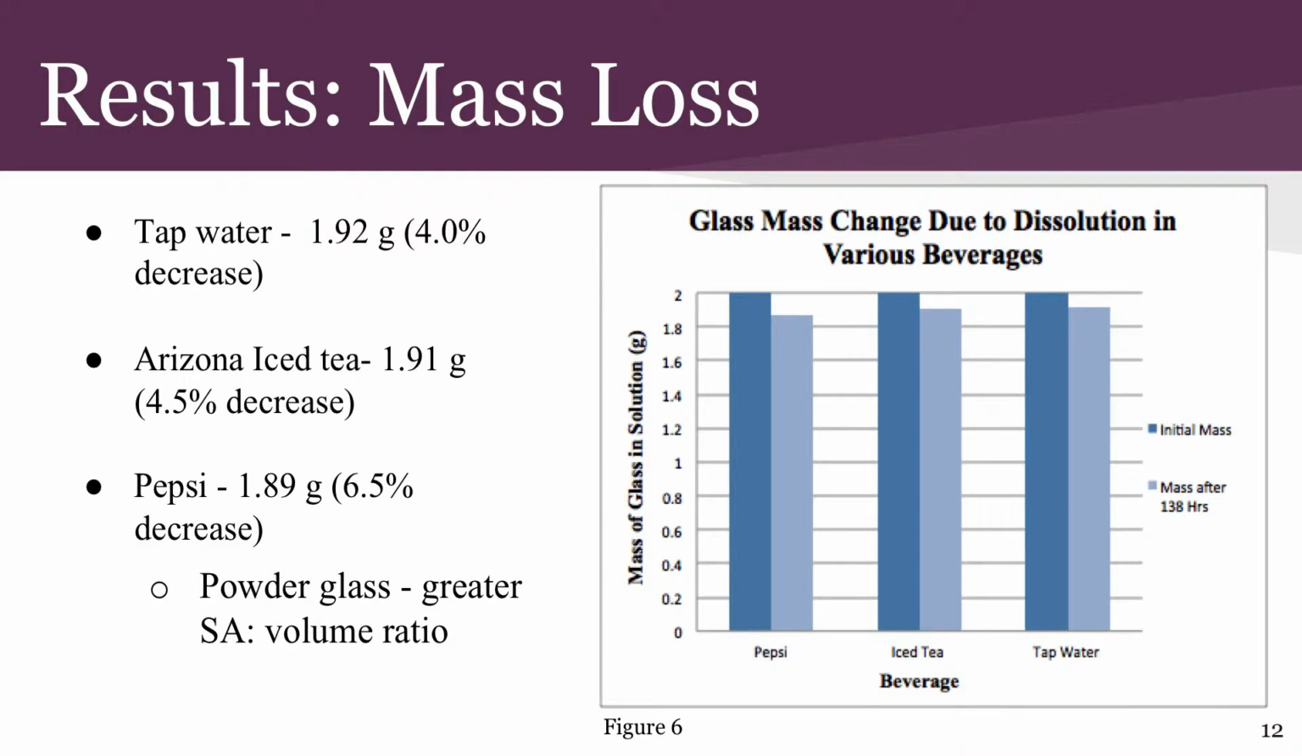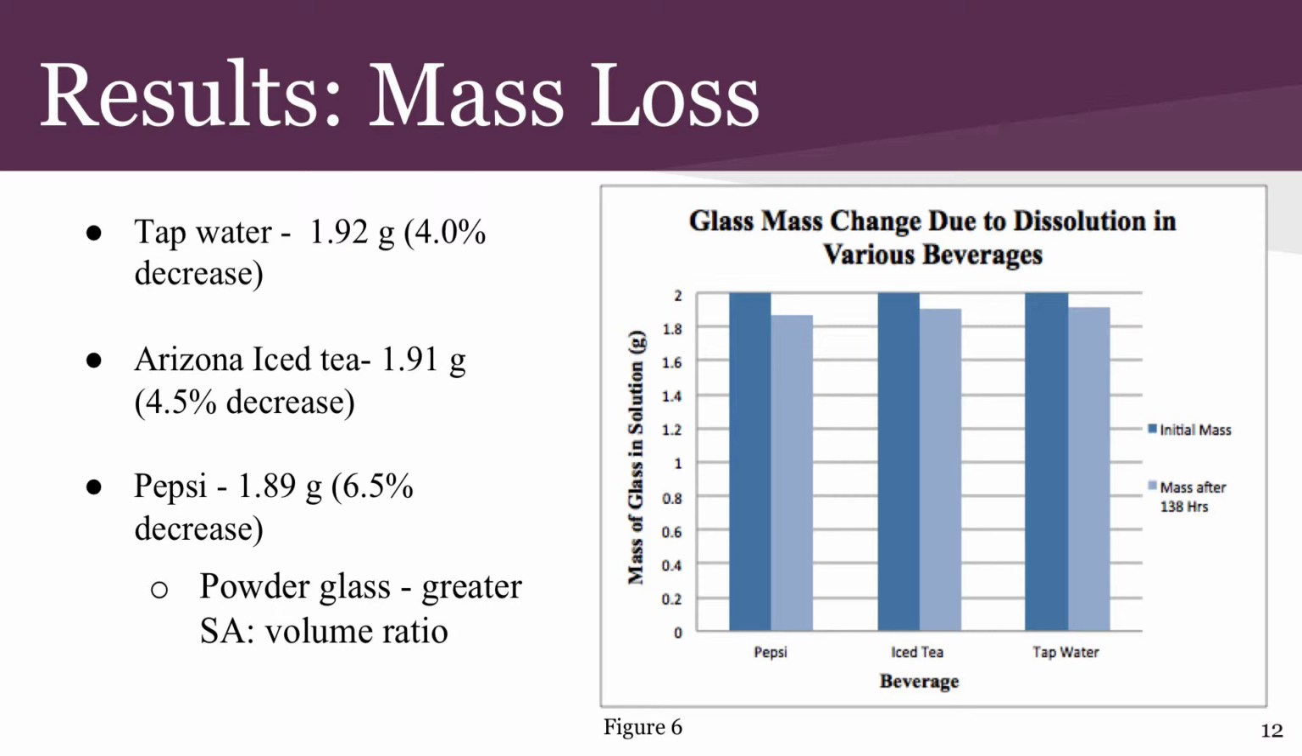As Shining stated, we poured 2 grams of glass into our 3 beverages. After 138 hours, we measured how much of that glass was left. It was found that in tap water, the least amount of glass dissolved into the beverage, with only a 4% decrease in glass mass. Next came Arizona iced tea with a 4.5% decrease in glass mass. The most glass dissolved in the Pepsi with a 6.5% decrease in glass mass. Because these are all below 10%, we could say that the mass loss was negligible.